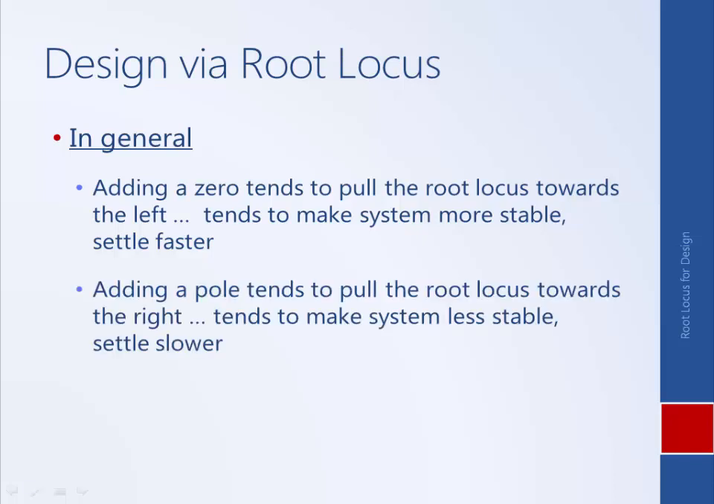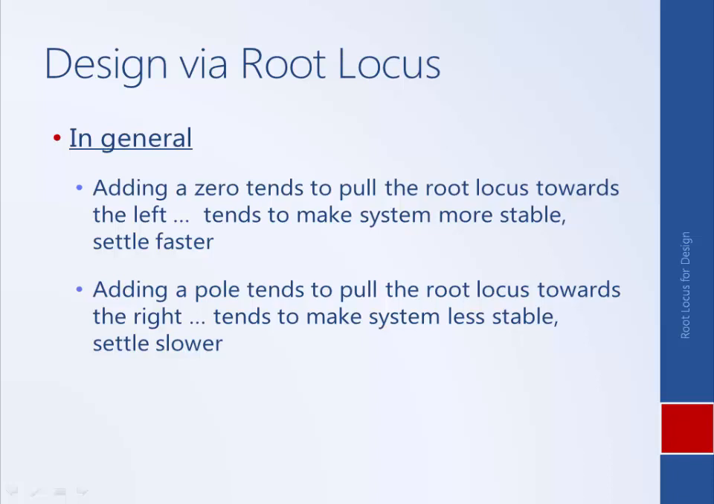Adding a pole tends to have the opposite effect. It tends to pull the root locus towards the right, closer to the right half plane, so that the system is generally less stable, sigma is smaller, so the settling time tends to be larger.